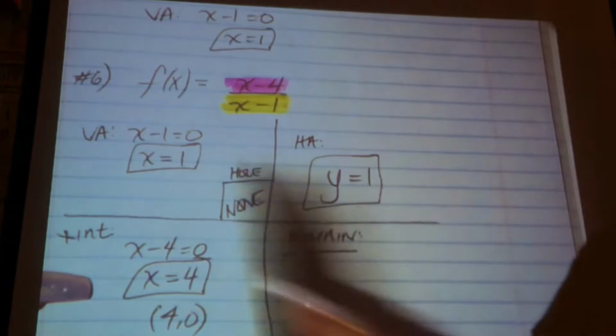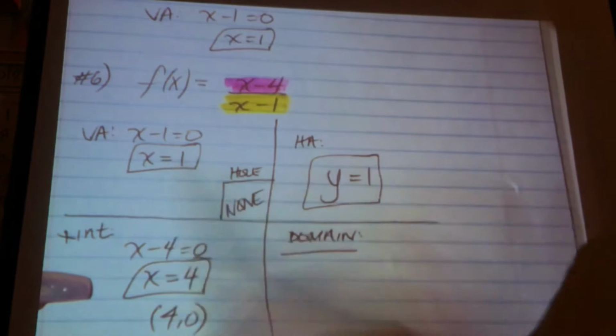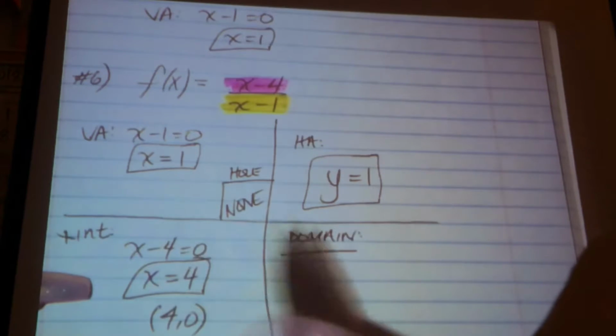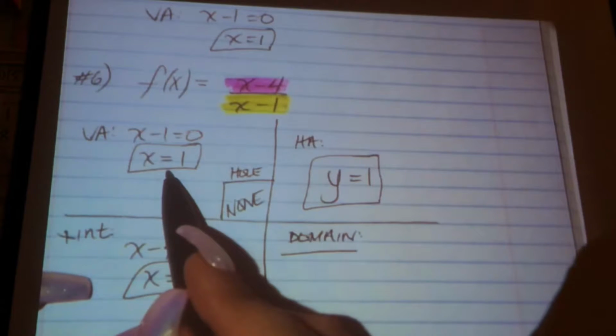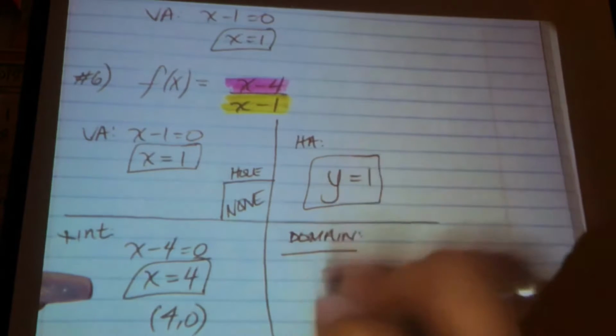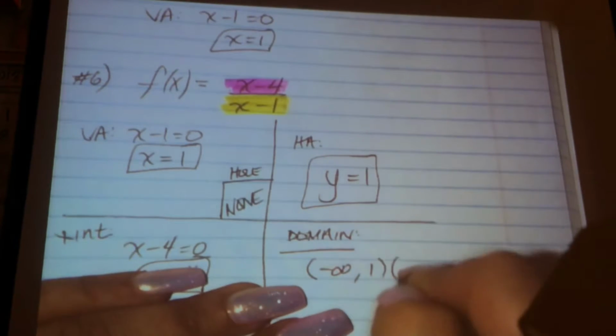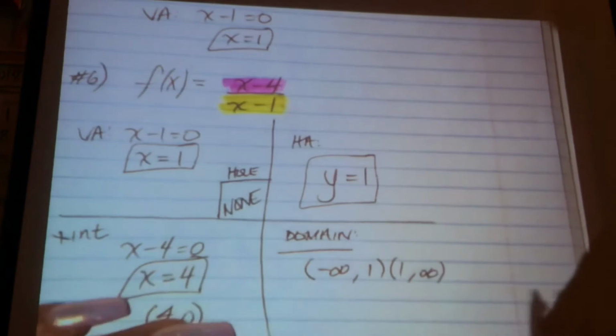So what's your domain if you have a vertical asymptote at 1? Are you allowed to hit all x's? You just told me that x is not allowed to be 1. So how do you tell people it can be anything but 1? Negative infinity to 1, and then 1 to infinity. What's another way of writing that?